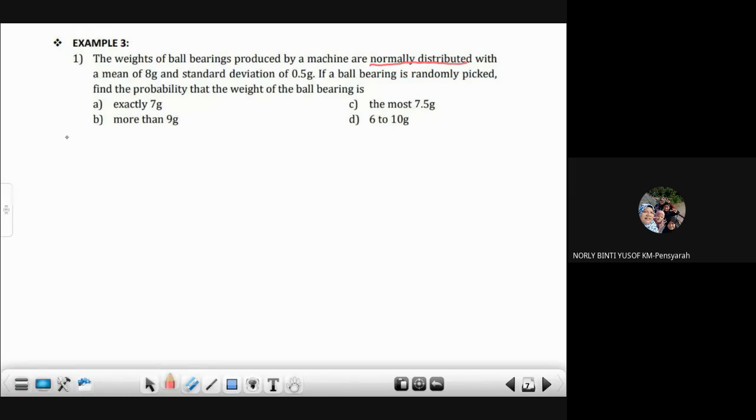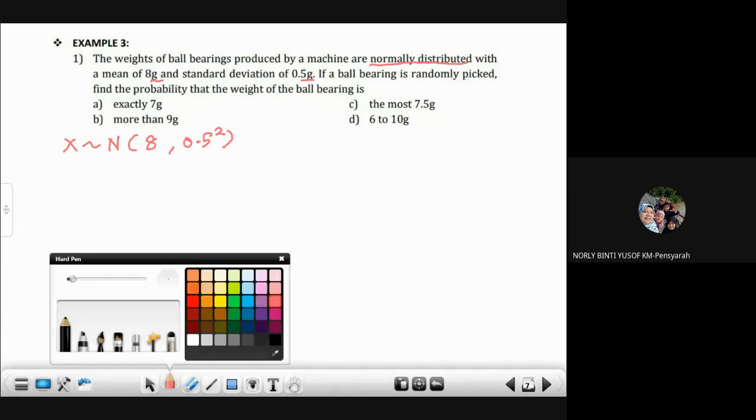Okay. So kita pun tulis firstly discrete, normal, mean 8, standard deviation 0.5, so 0.5 square. And then kadang-kadang kena hati-hatilah dalam soalan, kadang-kadang dia bagi unit XI for the mean and standard deviation tu tak sama. Macam ni samalah gram-gram kan. So read the question carefully, dengan teliti lah.